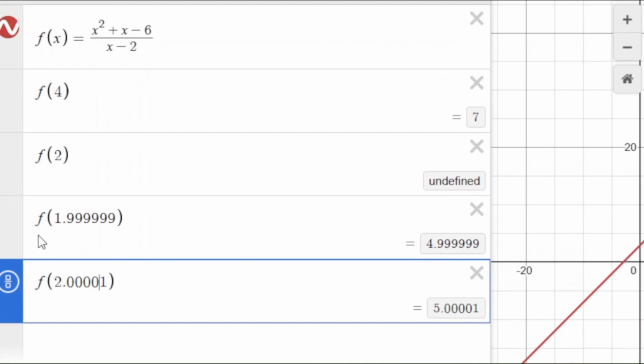So again, notice that when we're plugging in inputs that are close to 2, our outputs are close to 5, right? And that might be a little bit unexpected for you, right? Why are we getting 5 as an output? We'll talk about that in a little bit here. But I just want you to notice that for this function, when we plug in 2, it's undefined. But when we plug in values that get closer and closer to 2, our outputs get closer and closer to 5.